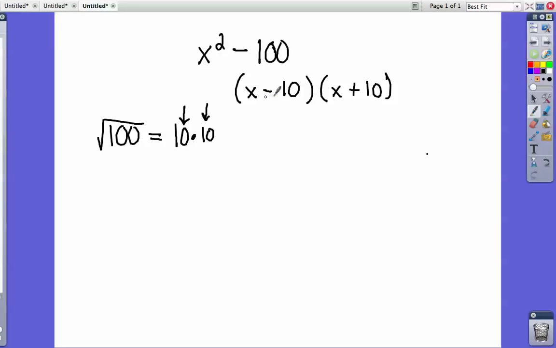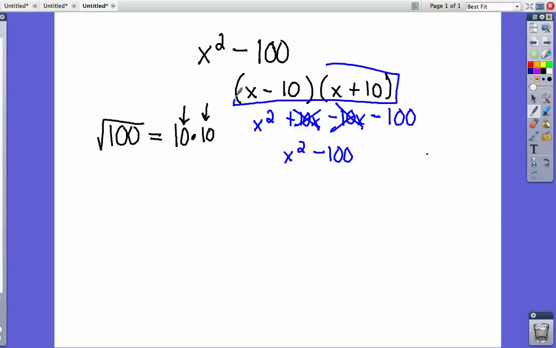And the way you know that is if you FOIL this or take it back out, we multiply the first, which would be x squared, then the outside, which is x and positive 10, so plus 10x. And then you do the inside, minus 10x. And then a minus and a positive is minus 100. A positive 10x and a negative 10x cancel out because a negative and a positive of the same number cancel out. You're left with x squared minus 100. So the answer right here is x plus 10 and x minus 10.